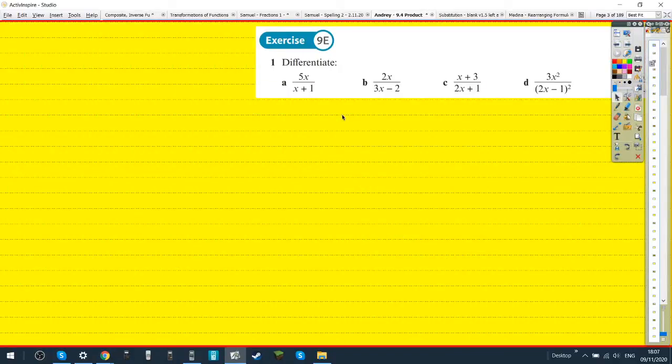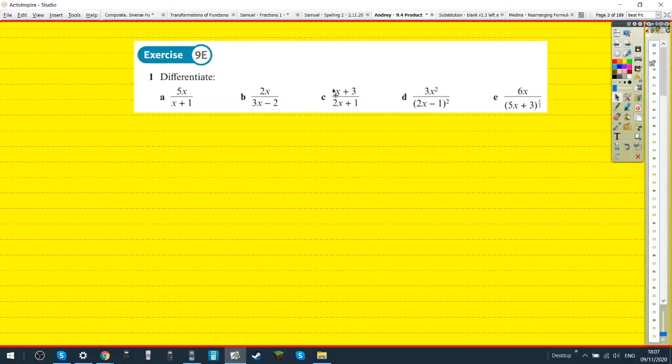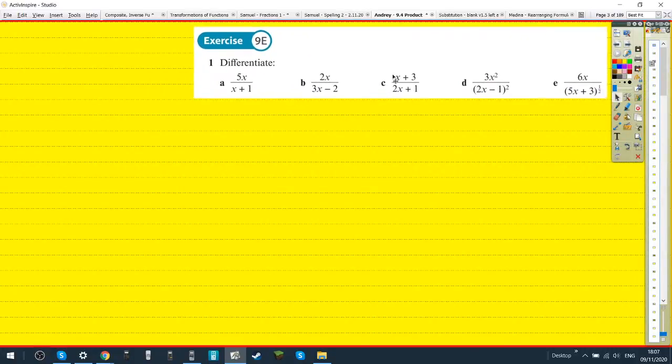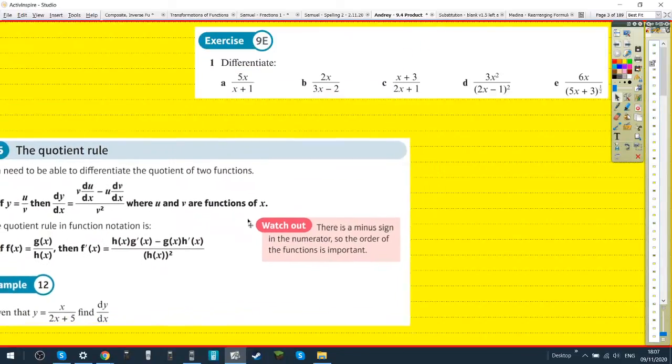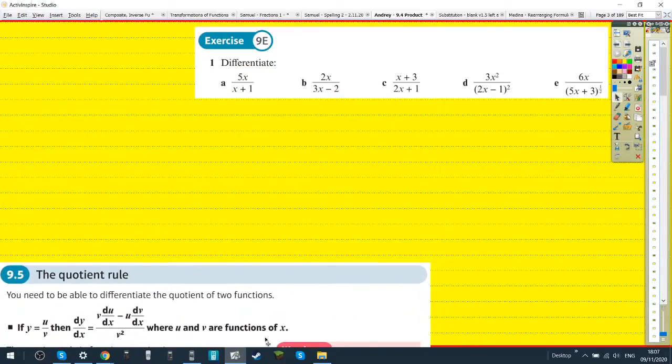Let's see. So let's try the very last one, e. U is equals to 6x. And v is 5x plus 3 to the power of a half.